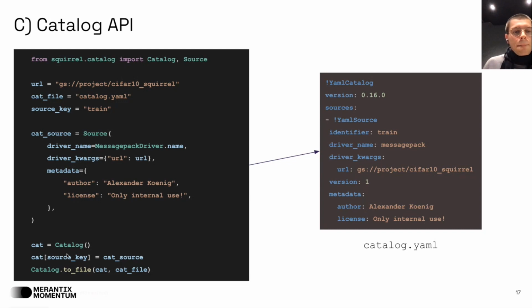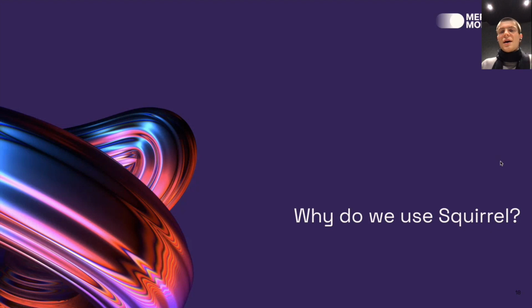And then you register the source in the catalog, and one catalog can store many sources. So that's also nice. If you want to chain multiple datasets together, you can do so easily with Squirrel here. And then what you would usually want to do is write that catalog to your disk. So you would obtain a YAML file, like shown on the right, that shows you your driver name, your URL, etc. And how and why does this now speed up our research workflow, or how do we use it in our company? Some words on that.